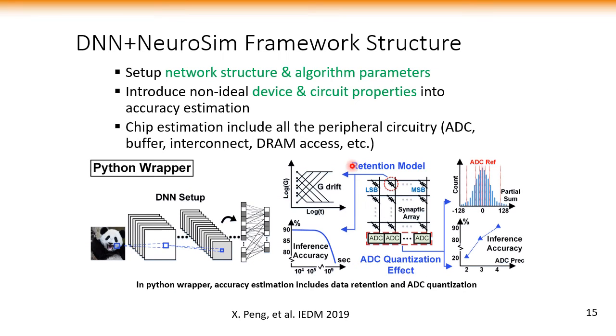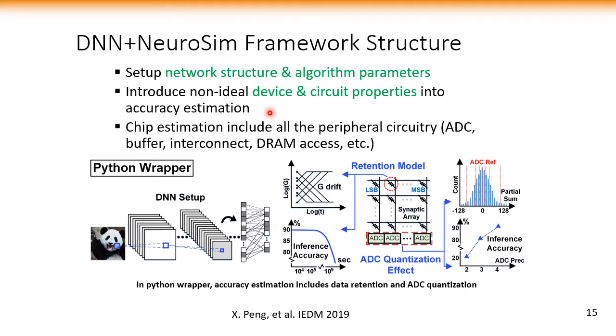So this is an overview of the framework structure. Basically, we can set up the neural network topology and structure in PyTorch or TensorFlow with the algorithm parameters like the precision of the weight, activation, and so on. And then we can introduce non-ideal device and circuit properties into the accuracy estimation.